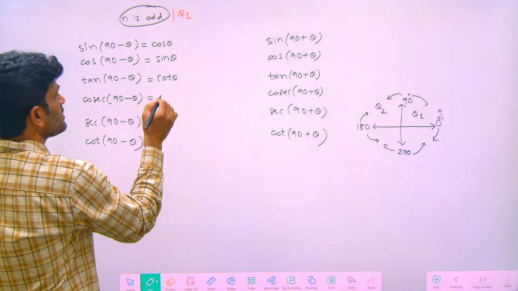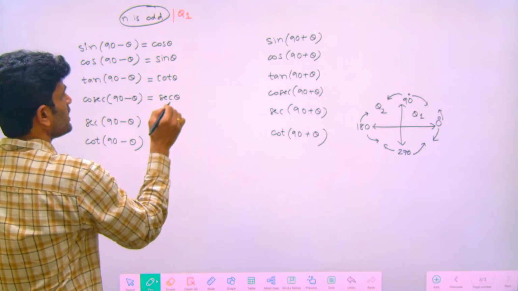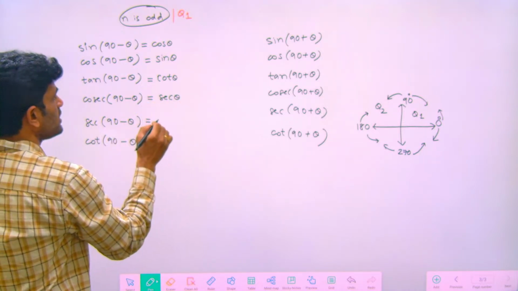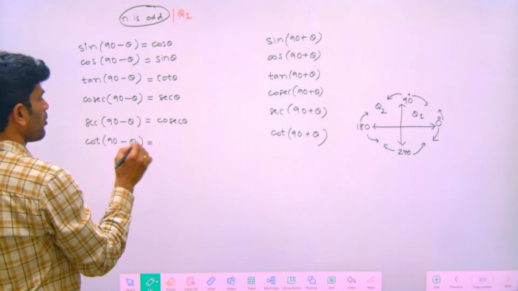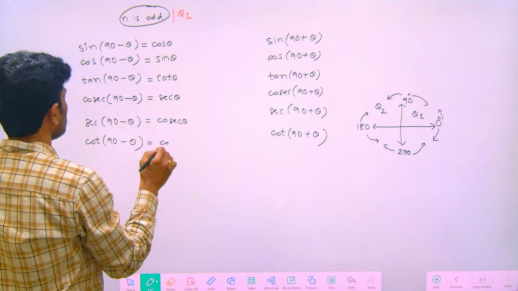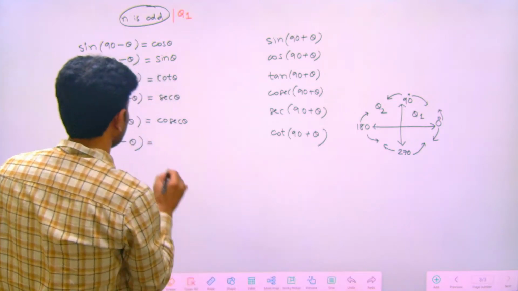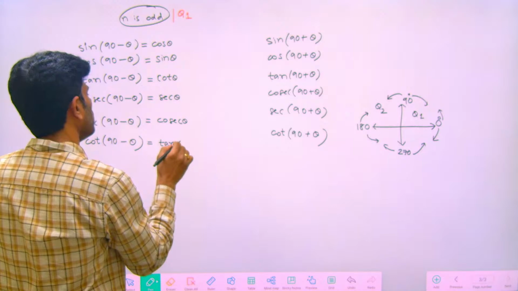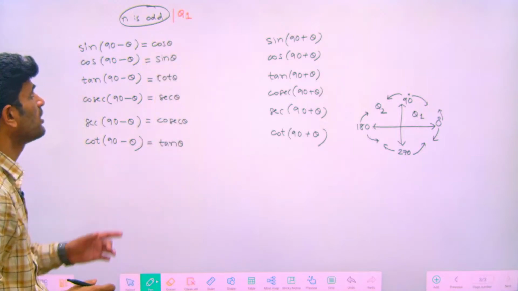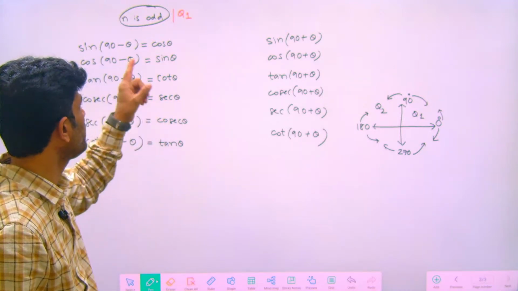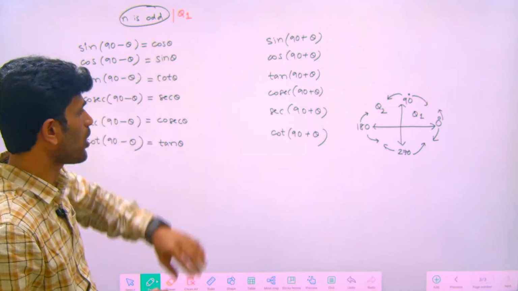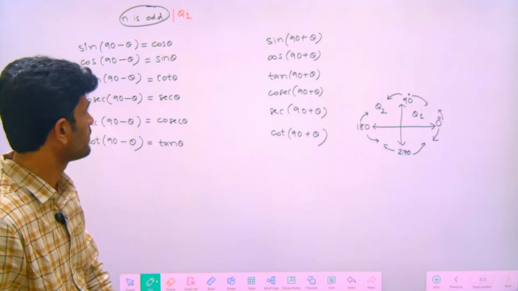Cosecant 90 minus theta is secant theta. Secant 90 minus theta is cosecant theta. Tan 90 minus theta is cot theta, and cot 90 minus theta is tan theta. Why have we written it like this? Because when n is odd, the trigonometric ratio will be changed, and because it is in quadrant 1, all are positive.